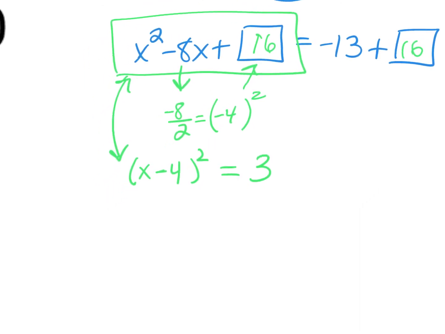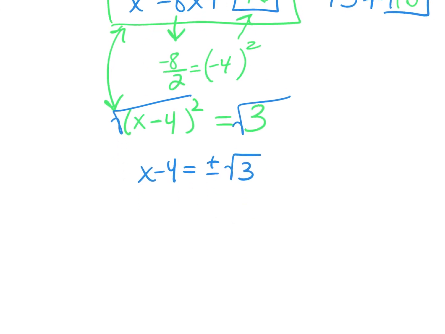How do you solve for x? How do you get rid of a square? You take the square root of both sides. If I take the square root of one side, I have to do it where? To the other. Good. So I have x minus 4 equals. When I put the square root sign on a number, what goes in front of it? Plus or minus. Plus or minus √3. And then what's the last step? Add 4 to both sides.